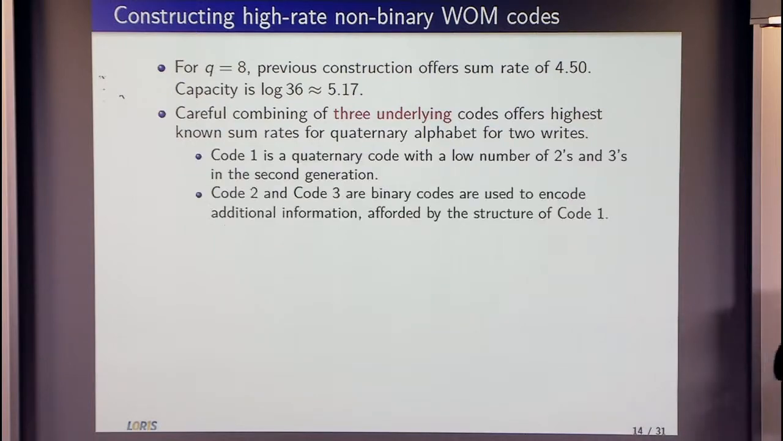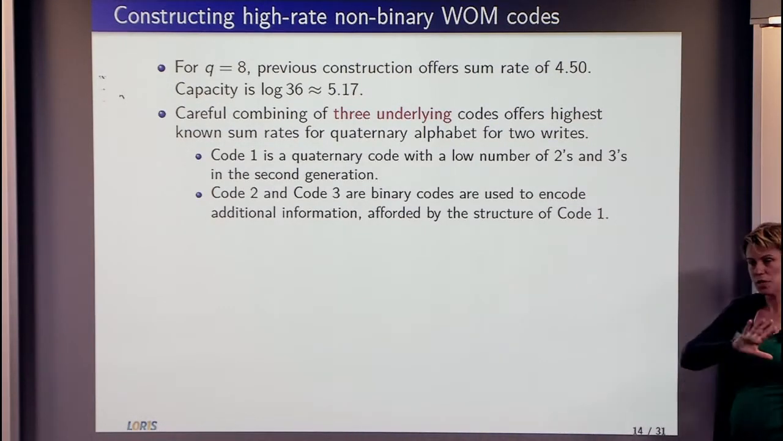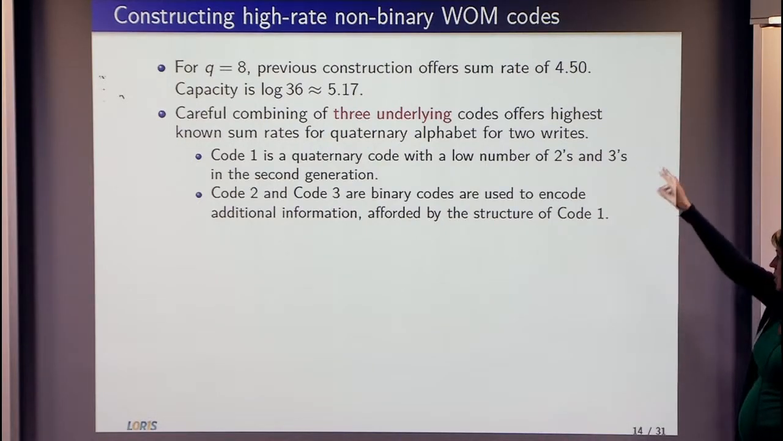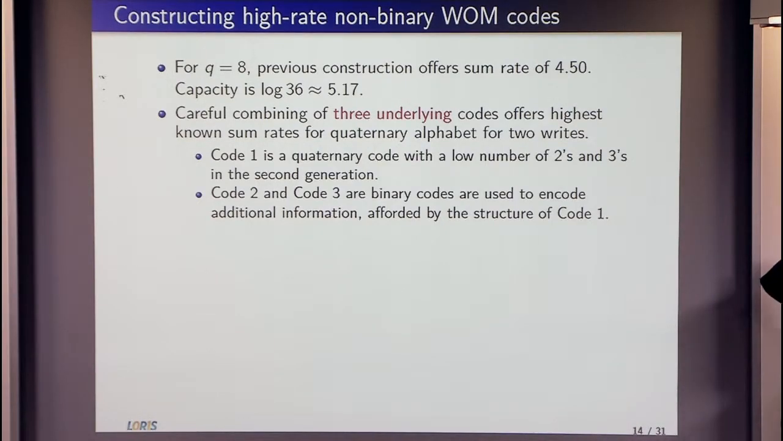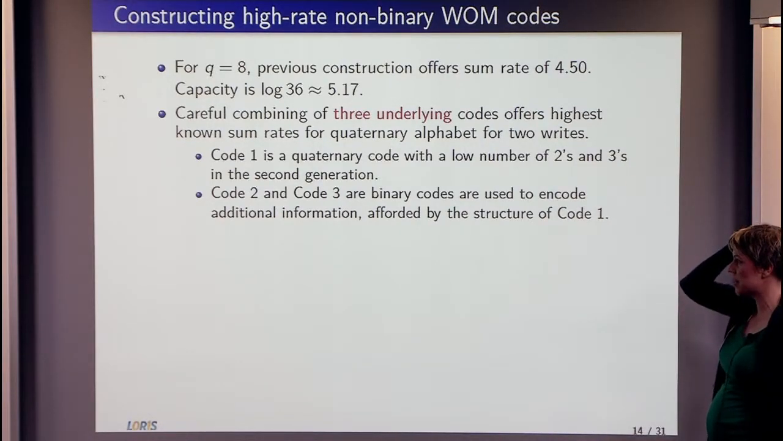All right, so this very simple construction that I've just shown you offers codes of sum rate 4.5. The capacity, according to the same calculations, is 5.17.